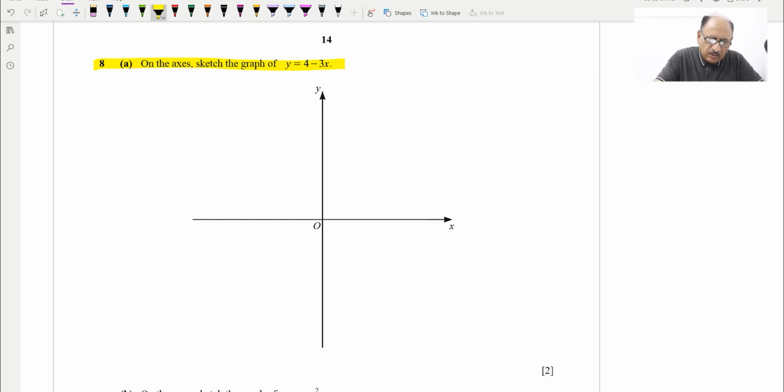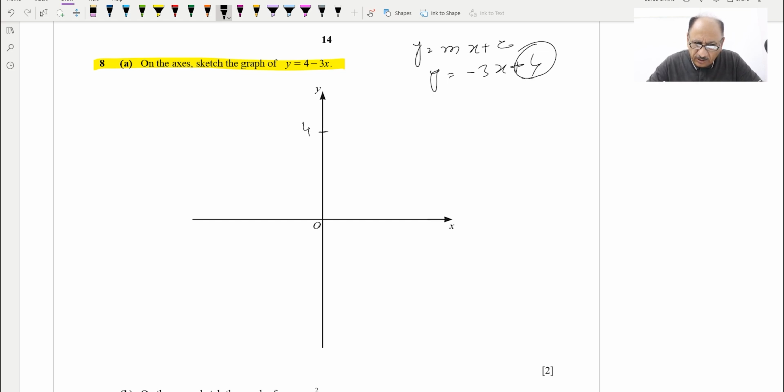So we can write it in y is equal to mx plus c format. So it will be y is equal to minus 3x plus 4. So the y-intercept is 4, so it's passing through 4. Say, for example, this is 4. And the gradient is minus 3 basically, right?